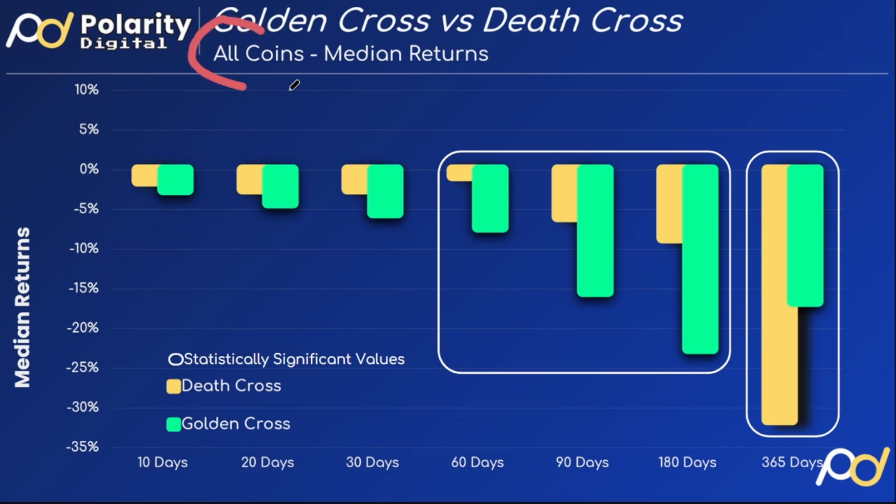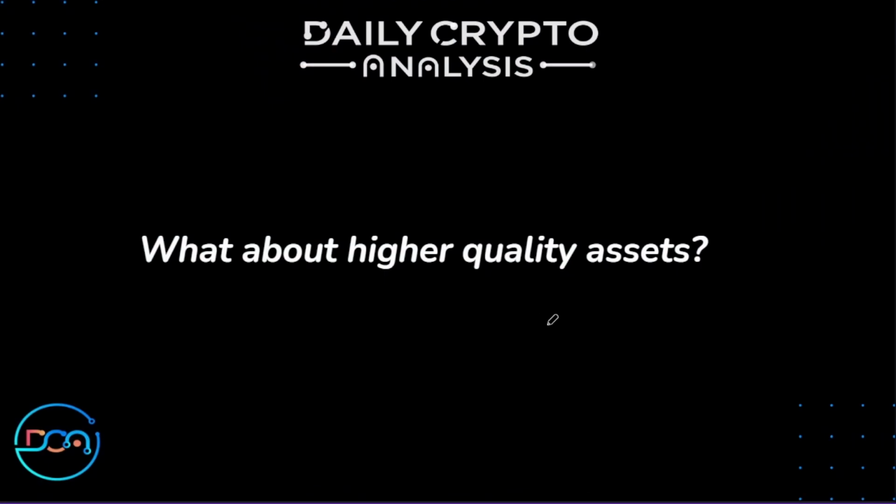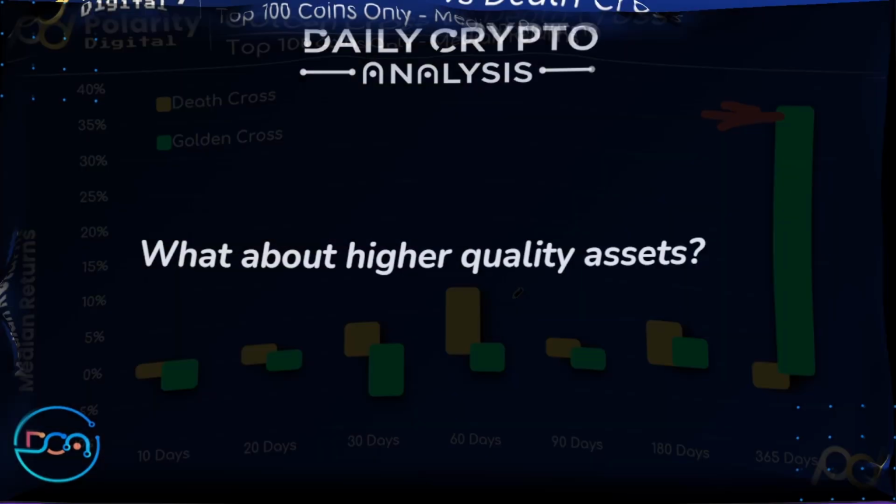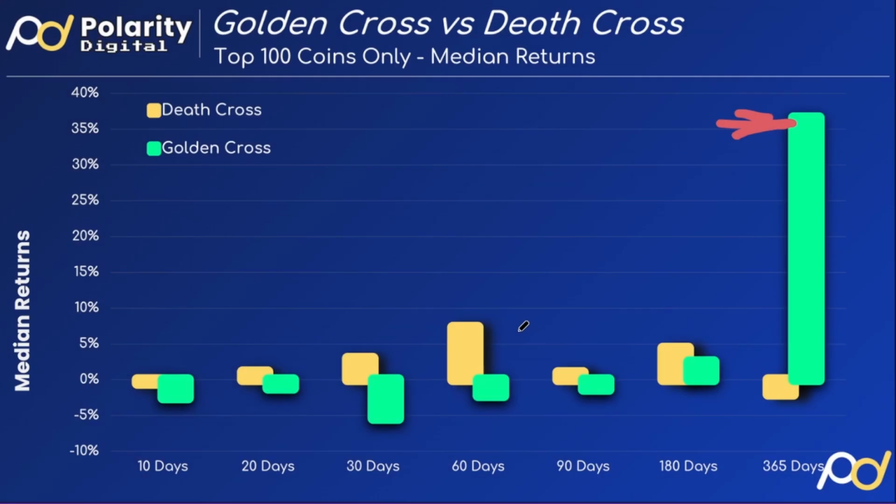And remember, this is when we're looking at all coins. So what about the higher quality assets then? Now we're talking about coins that were in the top 100 at the time of their cross, right? So now we see that the Death Cross is still a more bullish signal, contrary to popular belief, over the shorter time spans. But when we get out to the 365-day level, that is where it becomes significantly in favor of the Golden Cross. And so what's that telling us?